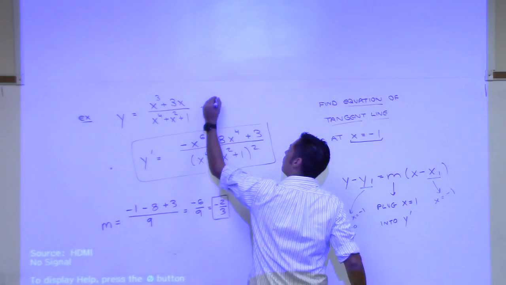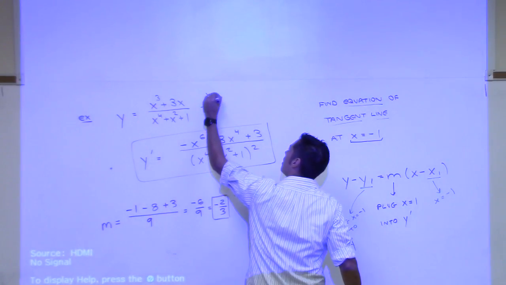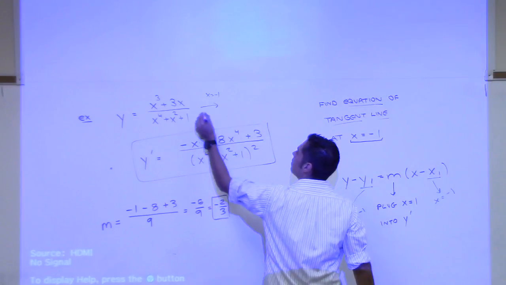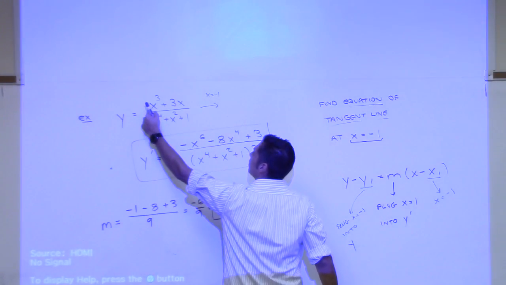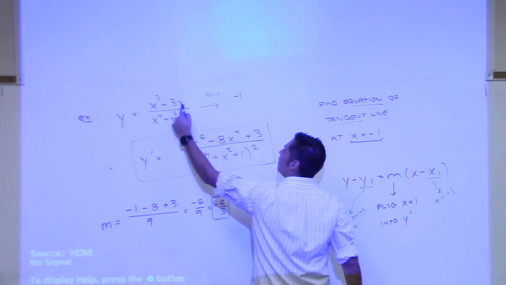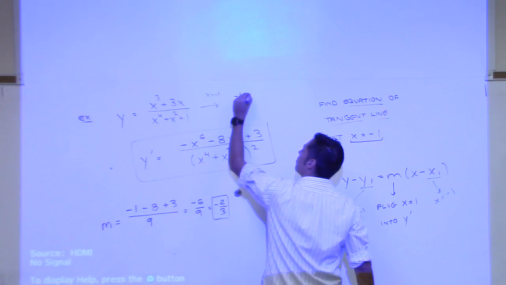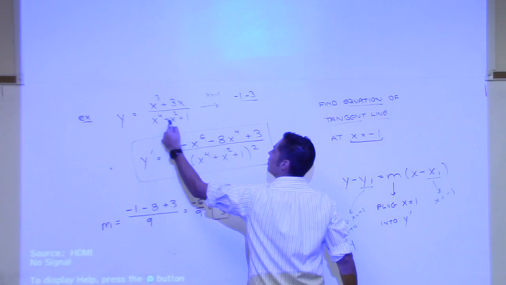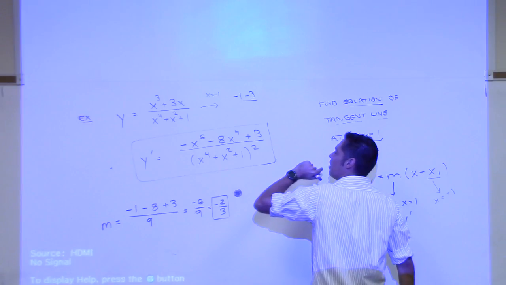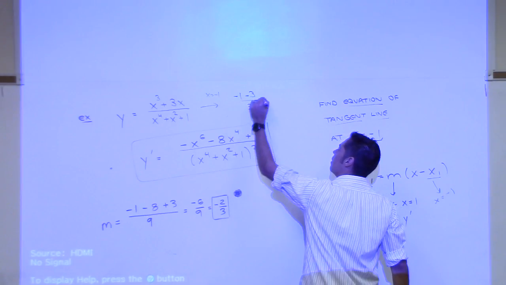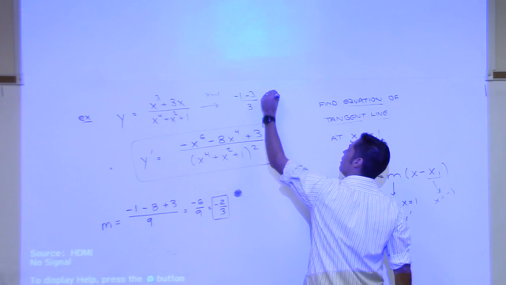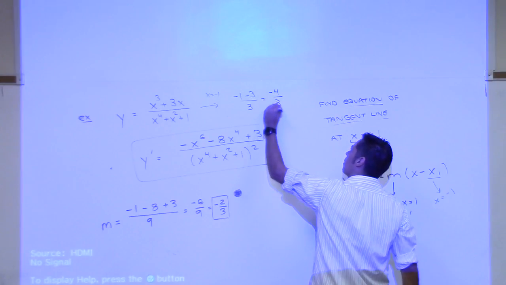So if we plug in x equals -1 into this, we get, what's -1 cubed? -1, and then -1 times 3 minus 3 over, that gives us what? 3 on the bottom? So we get -4/3.